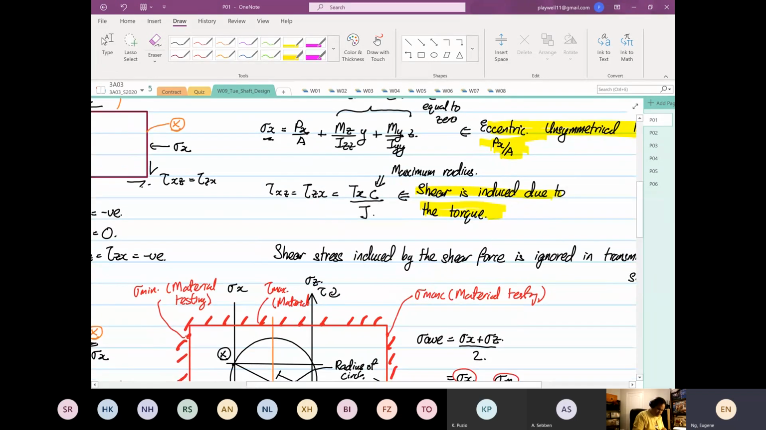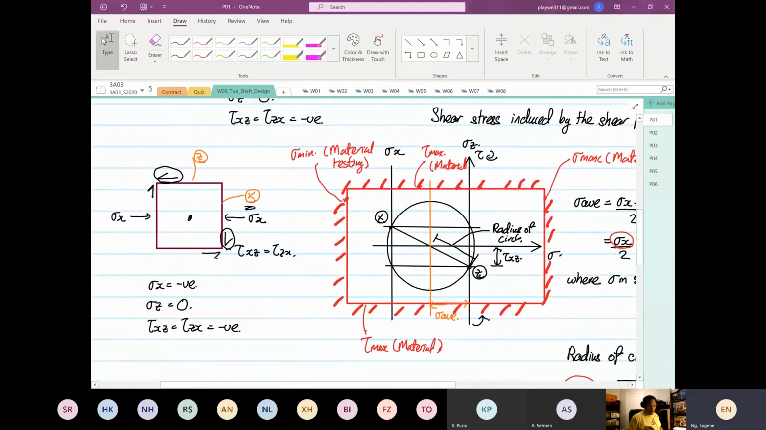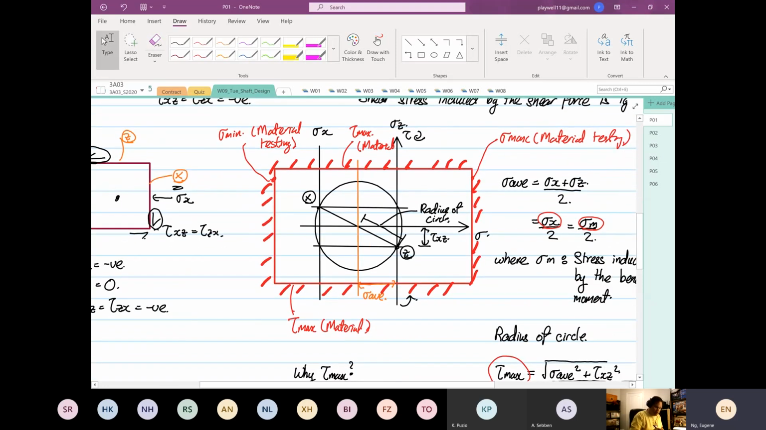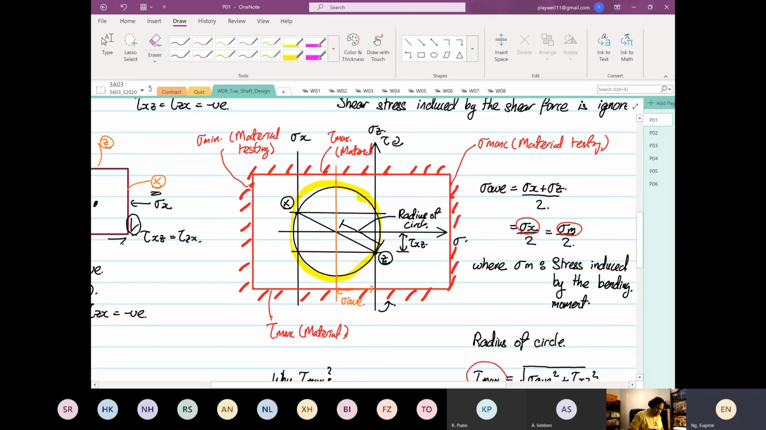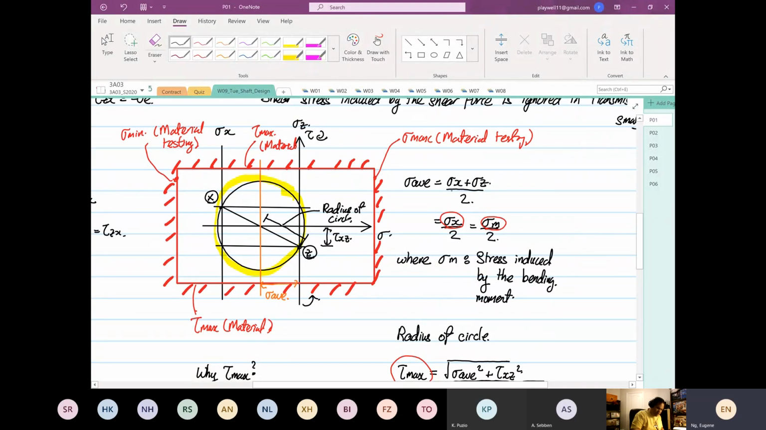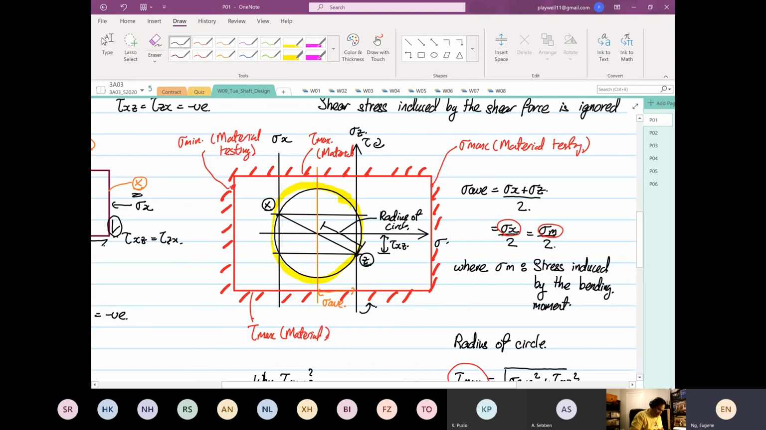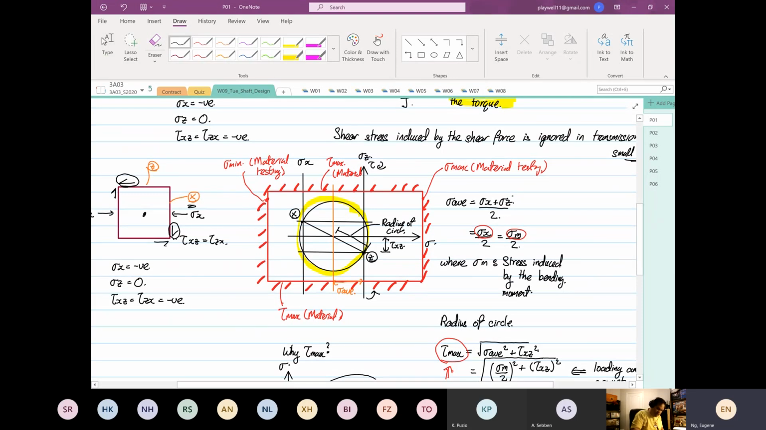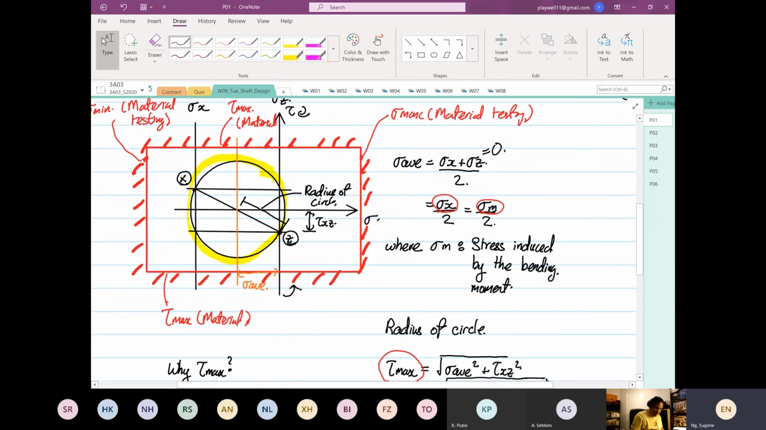Then given an element like this, we did an example where we construct our Mohr's circle. Down here, our Mohr's circle has both normal stress and shear stress. The average normal stress is calculated by stress x plus stress z divided by 2. Looking at the element, we realize that stress z is equal to 0, so we have the equation relating stress x divided by 2.